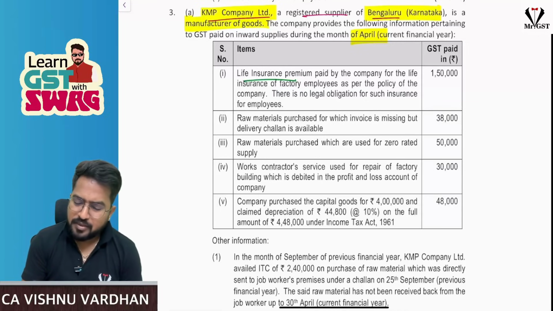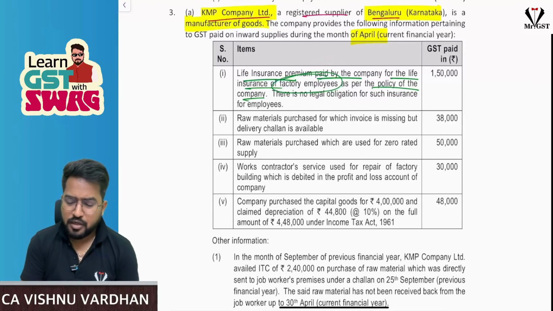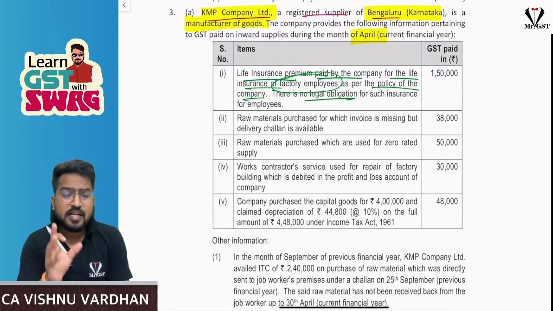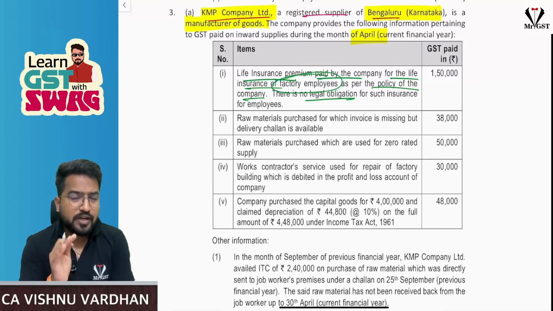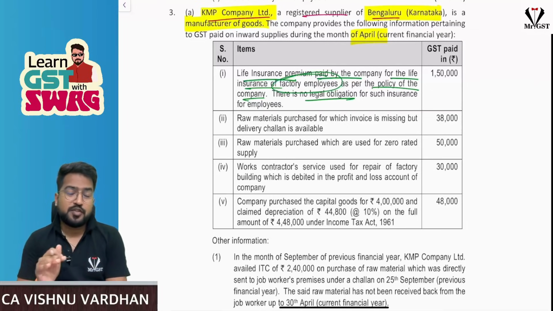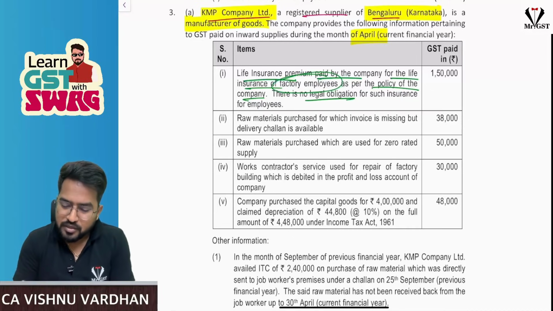And life insurance premium paid by company for life insurance of factory employees as per the policy of the company, no legal obligation. You know that if there is statutory obligation and if you pay the premium on that, whatever the GST you are paying, you can take ITC. Company policy, yes, you cannot take ITC. So it should be a legal obligation. That is what is important here. So there is no legal obligation here, so you cannot take ITC.